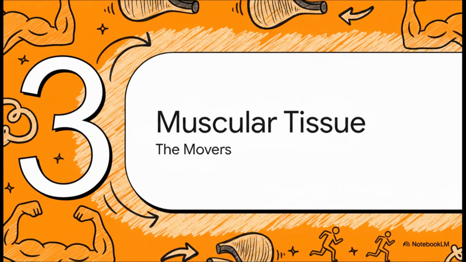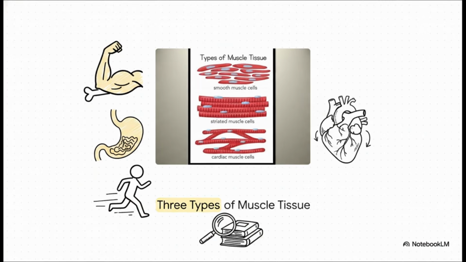Okay, Section 3, muscular tissue, the movers. Thankfully, there are strictly 3 types to memorize here. First up, skeletal muscles that help you voluntarily move your limbs, like when you flex your biceps. Second, smooth muscles. These act entirely involuntarily and are present in your visceral organs, like the muscle in the wall of your stomach. And third, cardiac muscle, which only exists to do one job: pump blood in the heart.